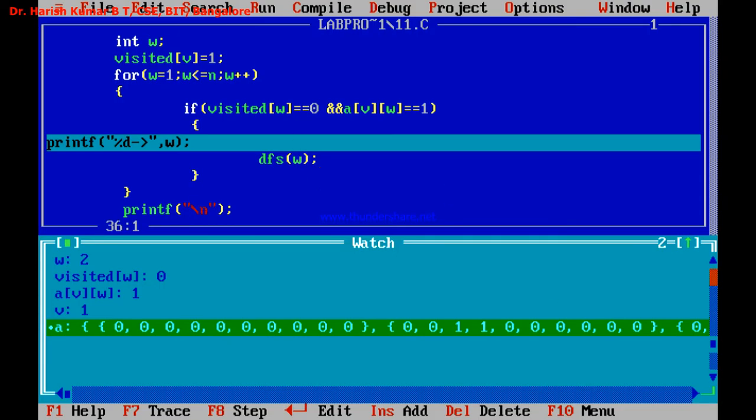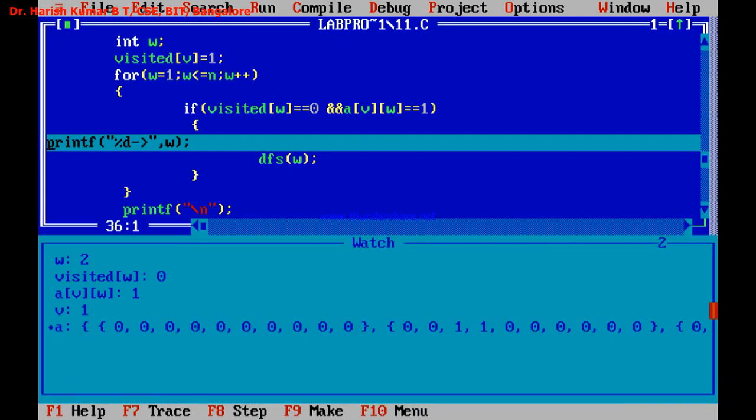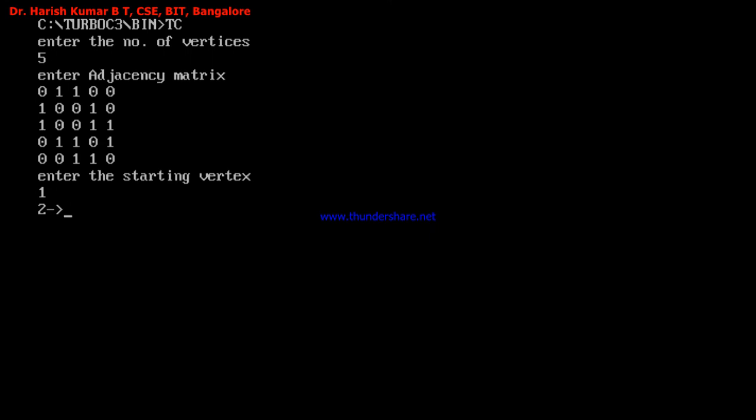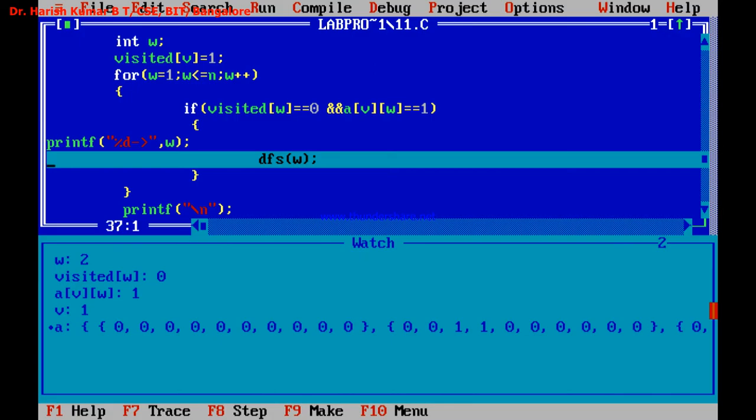Now I'll press F7. So now this gets printed. What gets printed? 2 gets printed. If I press Alt F5, you can see here that after 1, what we are visiting is 2. Next, we are calling DFS of 2. Because the W value is 2, it is a recursive call.